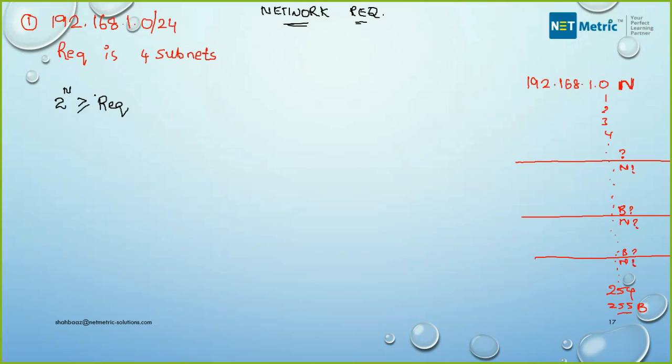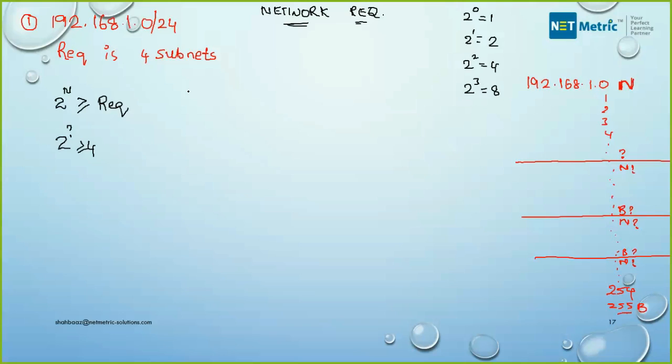That can be derived from this value: 2 to the power of n should be greater than or equal to the requirement. So 2 to the power of how much will be greater than or equal to 4? 2 to the power 0 is 1, 2 to the power 1 is 2, 2 to the power 2 is 4, 2 to the power 3 is 8. So which value will satisfy? 2 to the power of how much will be greater than or equal to 4?